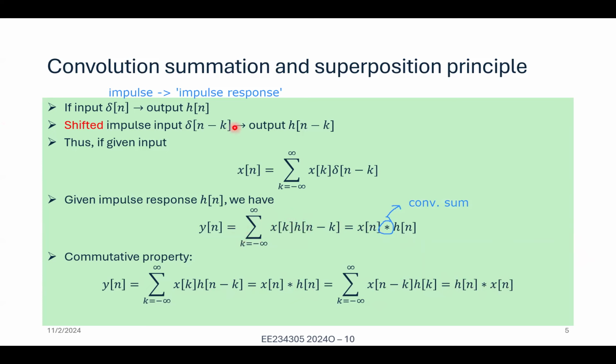Now h[n-k] is the shifted impulse response. If we have the input here, the output is the identity of the input. Now the output is we replace delta with h. So h again is the impulse response, and we obtain y[n], which is x[n] convolved by h[n]. Then the commutative property states that h[n] star x[n] is the same as x[n] star h[n]. So that should be fine.